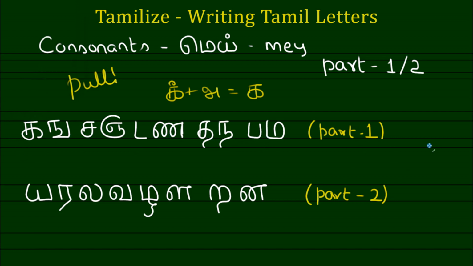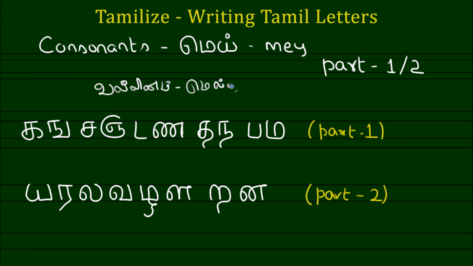So there are 18 consonants: the first 10 consonants, then the next 6, and then another 2. These 18 are grouped into groups: hard consonants and soft consonants. We call them Vallinam and Mellinam. This Vallinam, Mellinam, hard and soft, come in pairs.